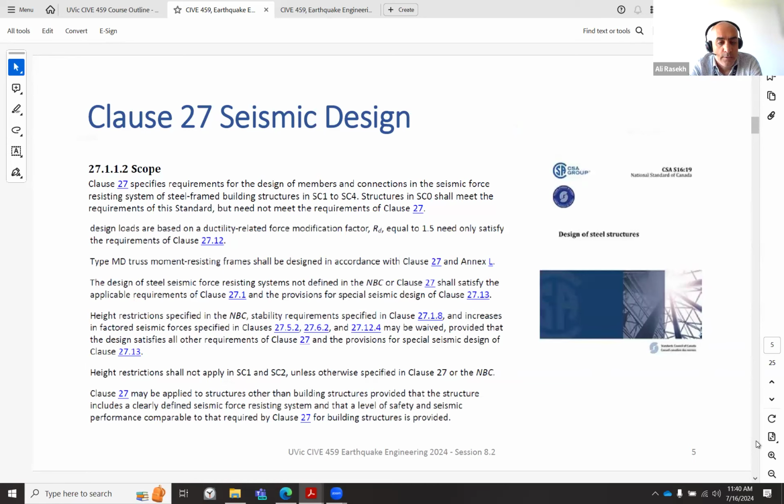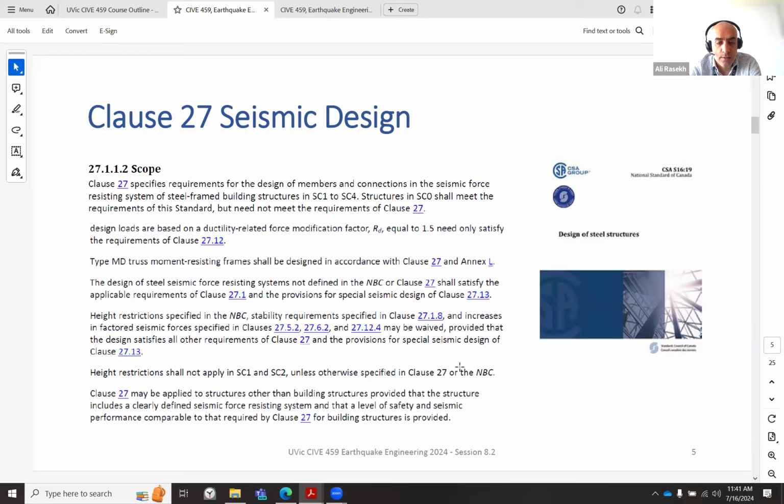Height restrictions are specified in the National Building Code of Canada. We previously looked at those. Stability requirements specified in 27.1.8 and increases in factored seismic forces specified in 27.5.2, 27.6.2, and 27.12.4 may be waived, provided that the design satisfies all other requirements of Clause 27.